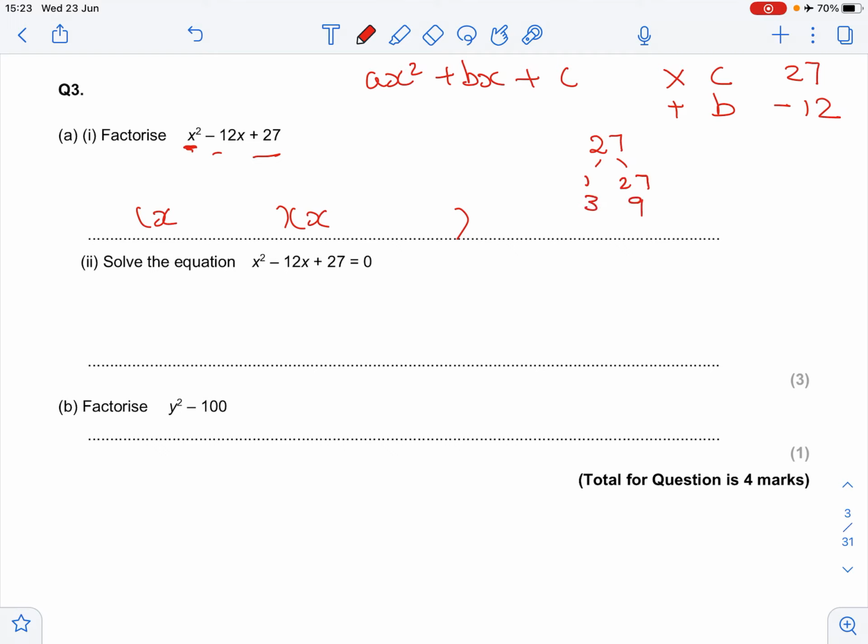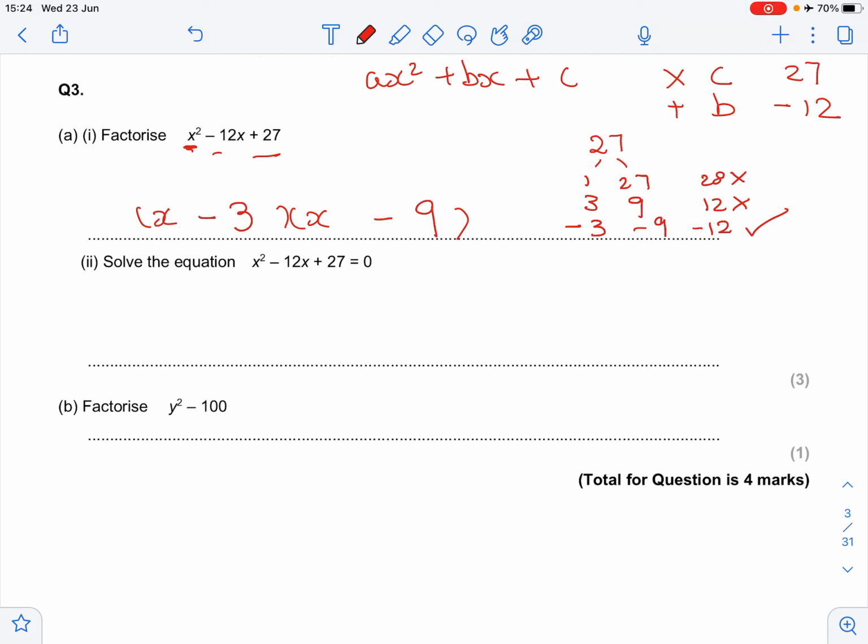3 and 9. So 1 plus 27 gives you 28, so that's not the right answer. 3 plus 9 gives you 12, so that's not right. But remember, 2 negative numbers multiplied together also give you positive 27, and they add together to give you minus 12, so that is correct. So to factorize, we have x minus 3 and x minus 9.